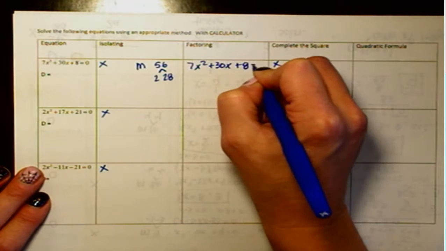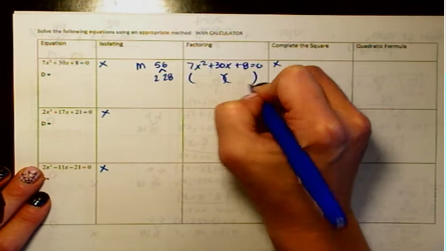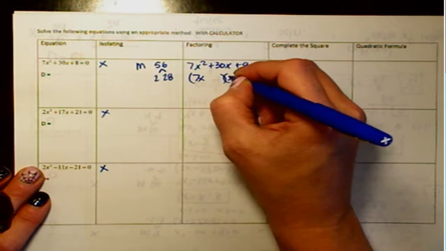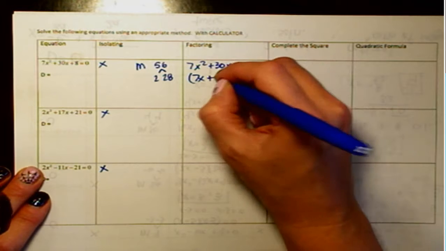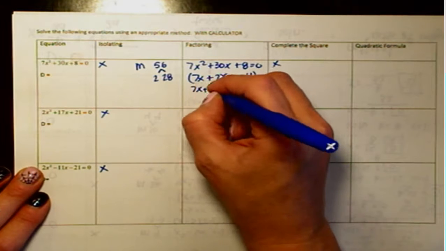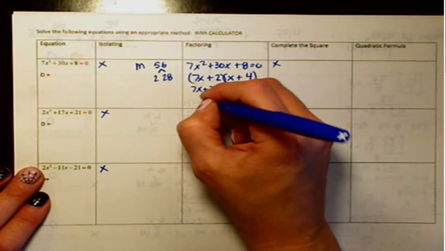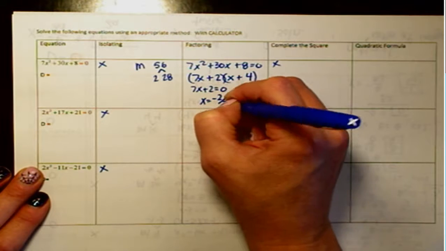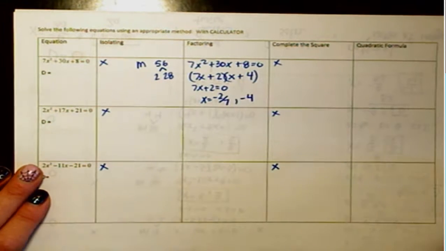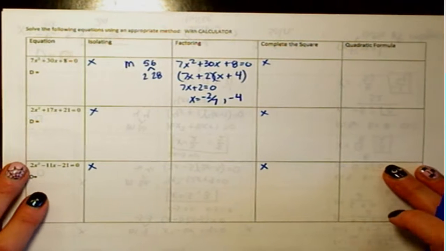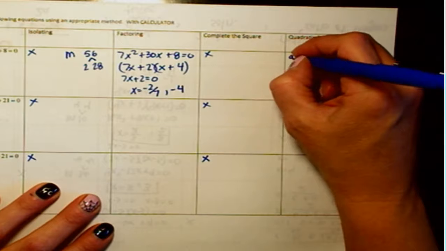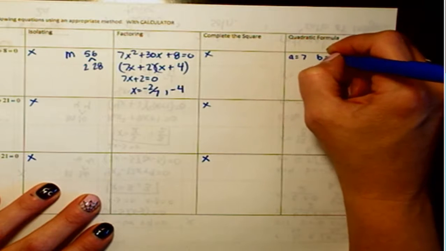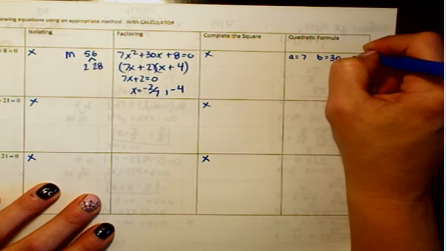X plus 8. So I'm going to do my factors. 7x and x, and 4 and 2, and plus and plus. Okay. So we get x equals negative 2 over 7 and negative 4. Whew. Okay. Yes, I'm going to do the quadratic formula. A equals 7, B equals 30, and C equals 8.